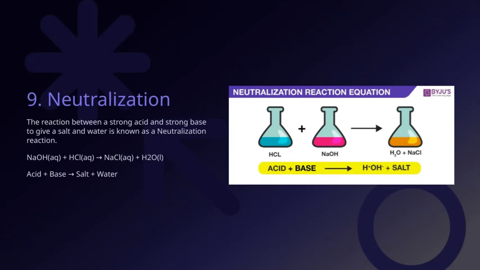Now let's look at a typical neutralization reaction. When an acid reacts with a base, they combine to form a salt and water. For example, when sodium hydroxide, which is a strong base, reacts with hydrochloric acid, a strong acid, they produce sodium chloride, which is our salt, and water. This process is called a neutralization reaction.